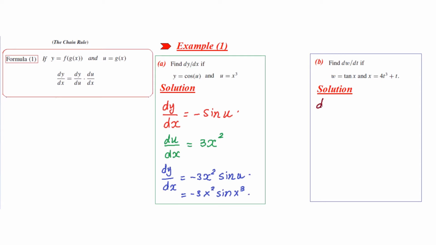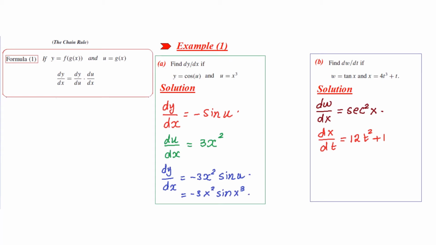So dw by dx equals secant square x, and dx by dt equals 12t squared plus 1. Then you have to multiply these derivatives to find dw by dt.